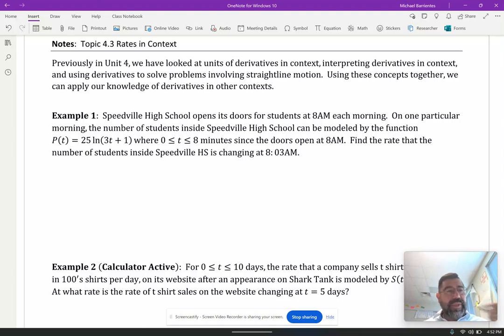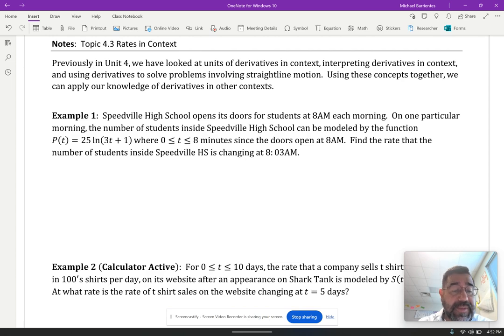And topic 4.3, in addition to related rates, which are topics 4.4 and 4.5, really go to the reason we study derivatives, right? We've been doing derivatives, we've been finding derivative values, but what exactly does that mean? And so now we get to actually apply those derivative skills into some contextual problems.